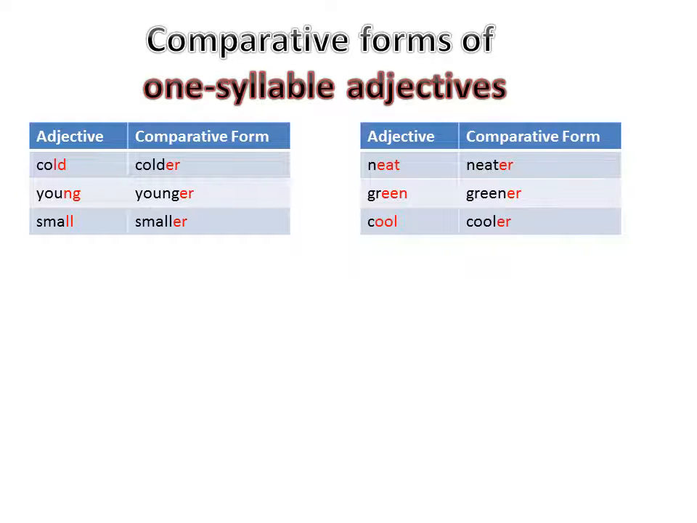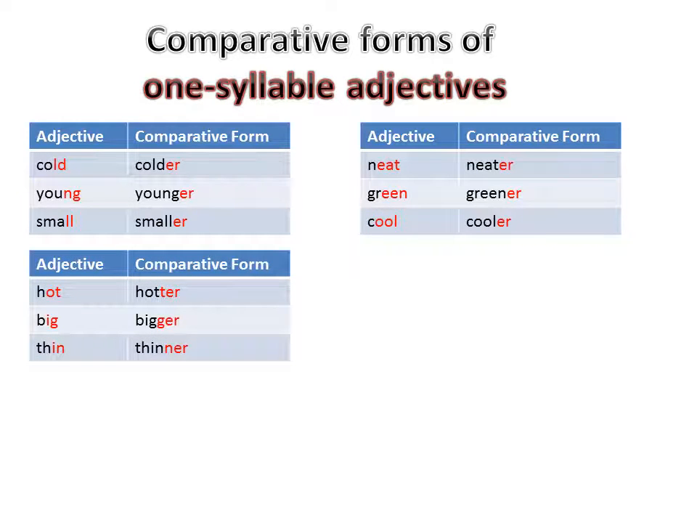Also, when you have one-syllable adjectives that have a long vowel sound with only one consonant at the end, it's also okay to simply add ER. So neat becomes neater, green, greener, cool, cooler.